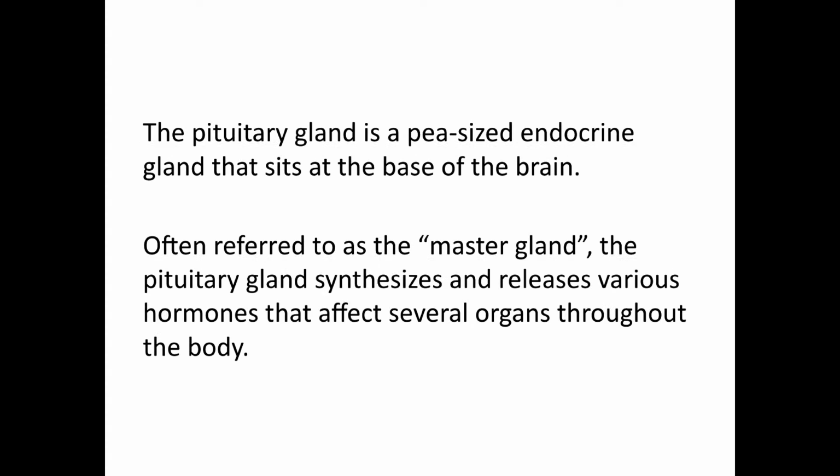The pituitary gland is a pea-sized endocrine gland located at the base of the brain, and it is sometimes called the master gland. The pituitary gland synthesizes and releases various kinds of hormones that are used to control and release other hormones.